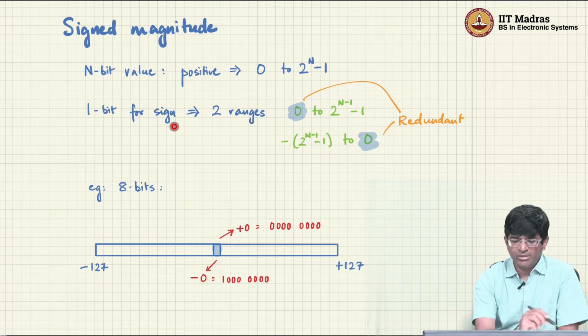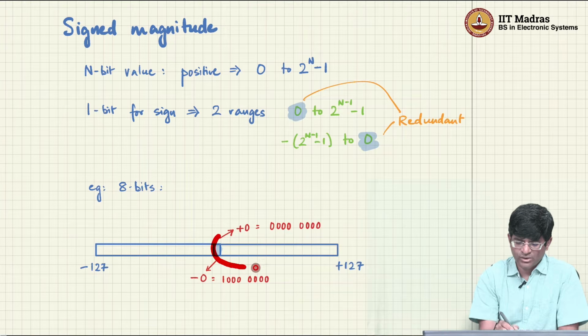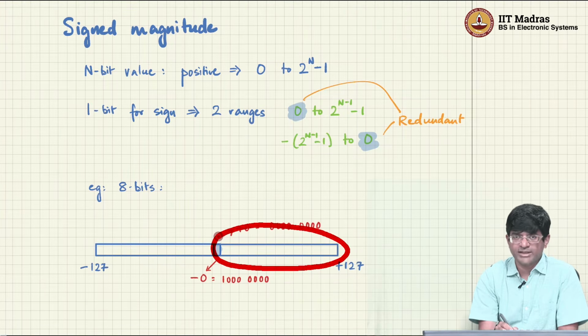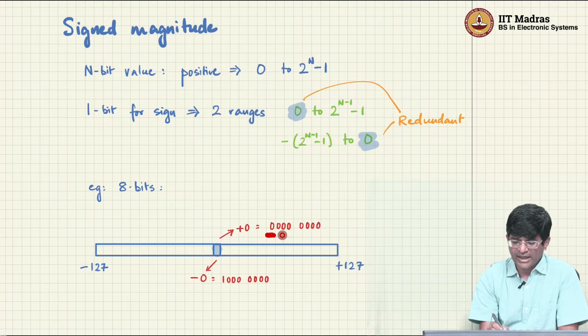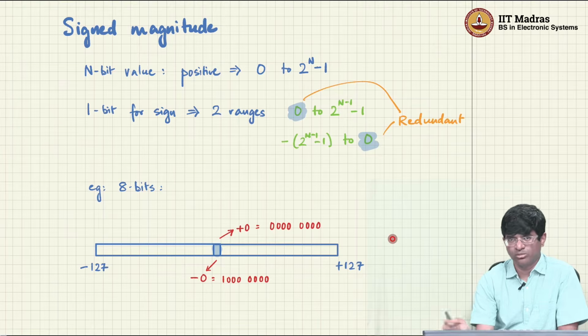Let's say that I use 1 bit for the sign. Now what happens is, I effectively have two ranges, right? So this part out here corresponds to the positive range, where I go from 0, 0, 0, 0, etc. up to plus 127, which basically corresponds to 0 followed by all ones. So far so good.